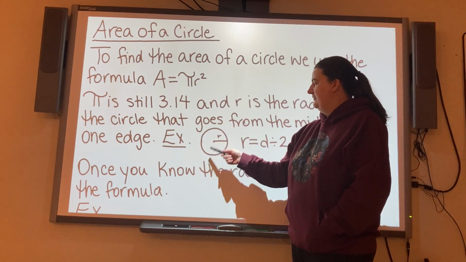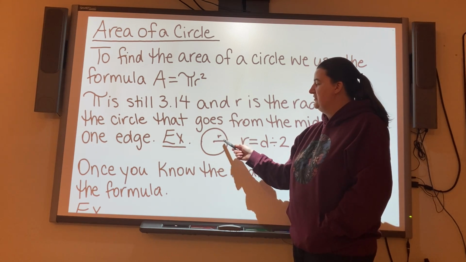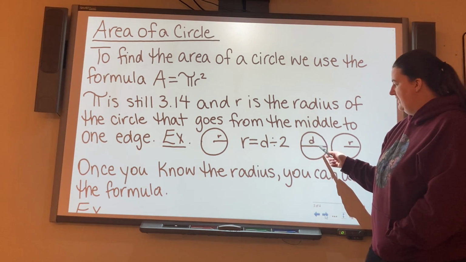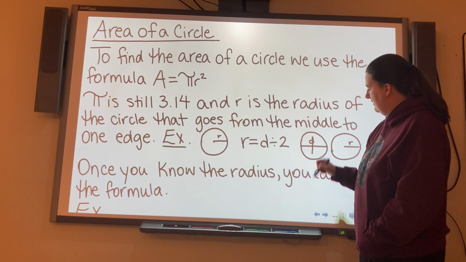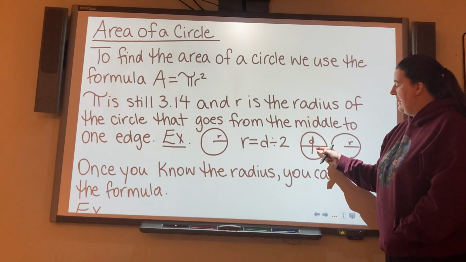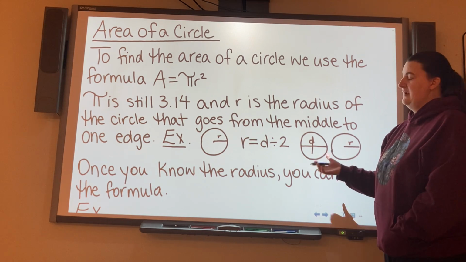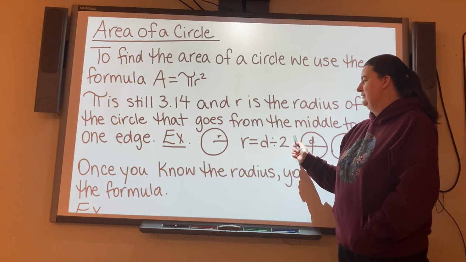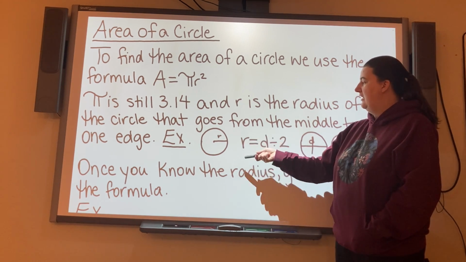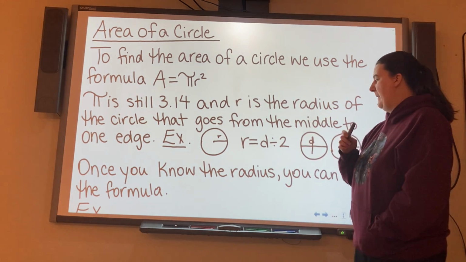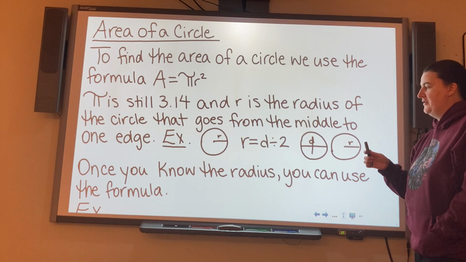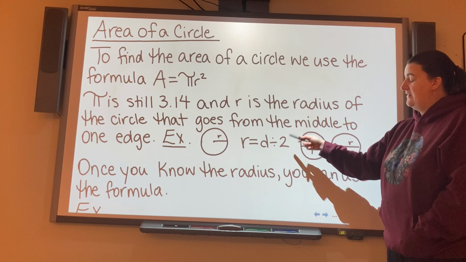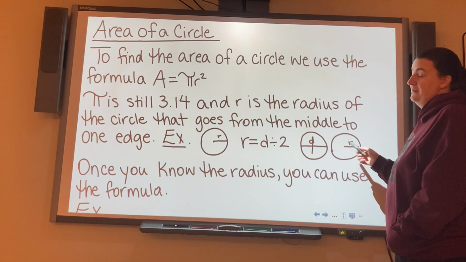We've got the circle. The radius is the one that goes from the middle to one side. If you have a diameter and you need to find the radius, then you need to divide it by 2. If you split it in half, that will give you the radius. So just like last week we did d equals r times 2, this week it's the opposite. R equals d divided by 2. So if you have a circle on your worksheet today that has a diameter that goes all the way across, you need to divide it by 2 first to find out the radius.